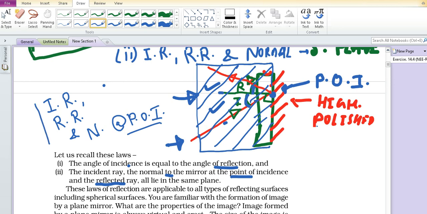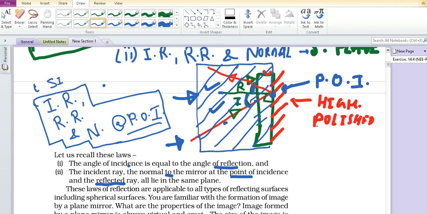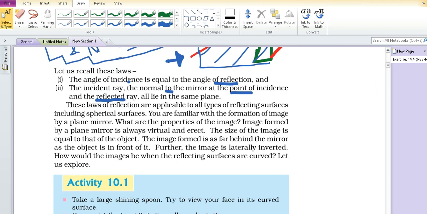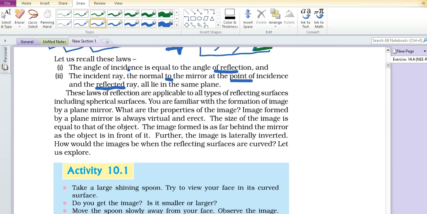This all will lie in a plane. ये तीनों एक प्लेन, सिंगल प्लेन, इन ए सिंगल प्लेन. ठीक है. Okay. So these are the laws of reflection. ये laws of reflection आपने पढ़ा. These laws of reflection are applicable to all types of reflecting surfaces, including spherical surface के लिए भी.